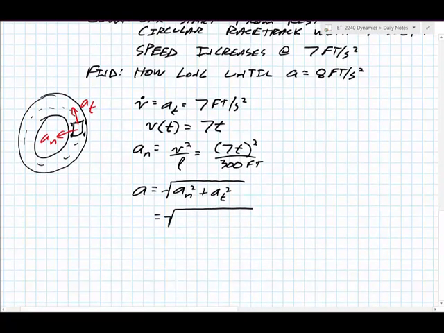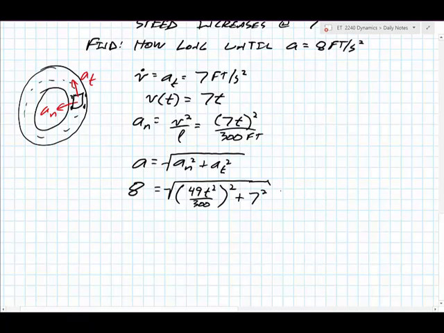Well, we know now that my normal is this 7t squared over 300. If I square that, I have 49t squared over 300, and then I'm going to square that. That's my normal plus my tangential, which is given as 7 squared, and I'm going to set the whole thing equal to 8 because I want to know when this total acceleration is equal to 8 feet per second squared.